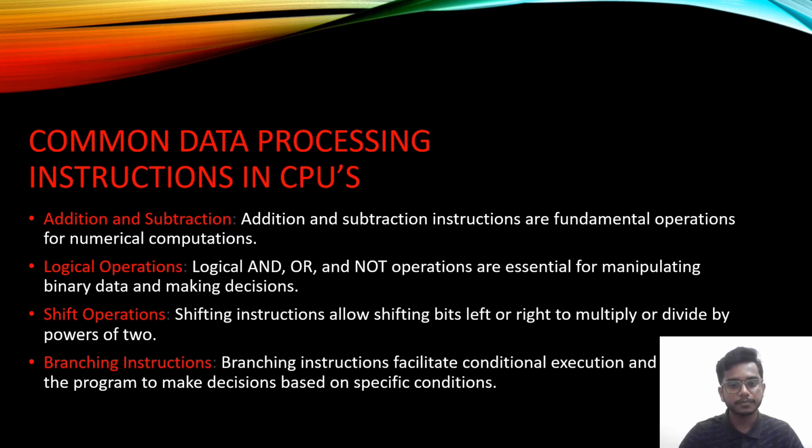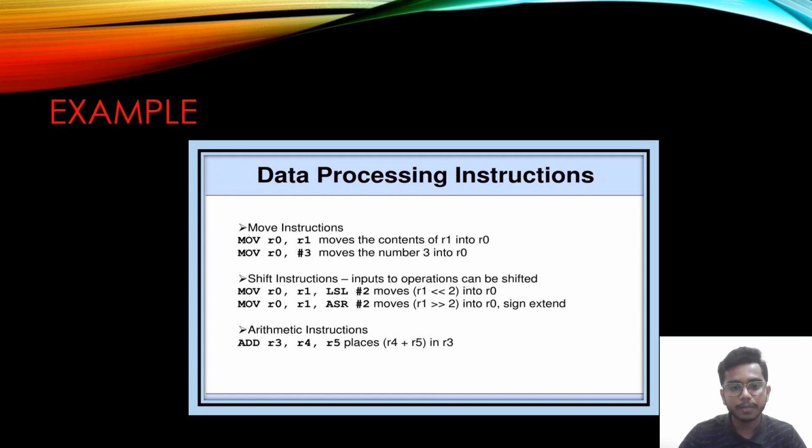Let us just take an example of how these data instructions will work. So there are different types of instructions such as move instructions, shift instructions, and arithmetic instructions. Here in move instructions, MOV R0, R1 means it moves the contents of R1 into register 0, and MOV R0, #3 means it moves the number 3 into register 0.